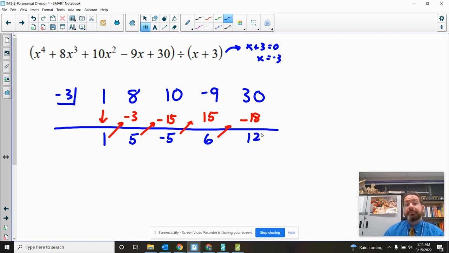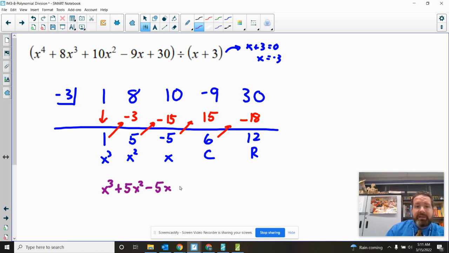Now let's interpret this answer. Always start from the right end and work your way back. Don't forget, this is not your constant, this is always your remainder. What you end up with is the remainder, then the constant, then the x to the first, x to the second, x to the third. So what have we got? 1x to the third plus 5x to the second minus 5x plus 6, plus the remainder of 12 over x plus 3.